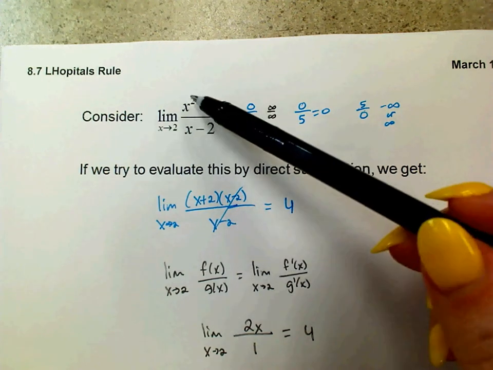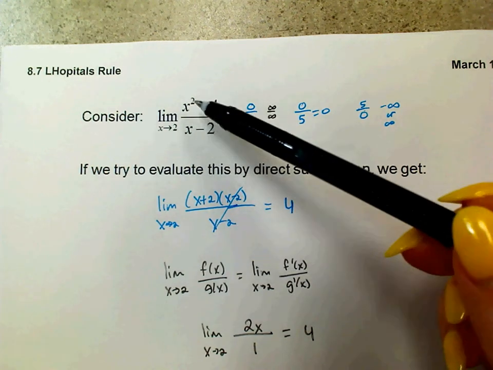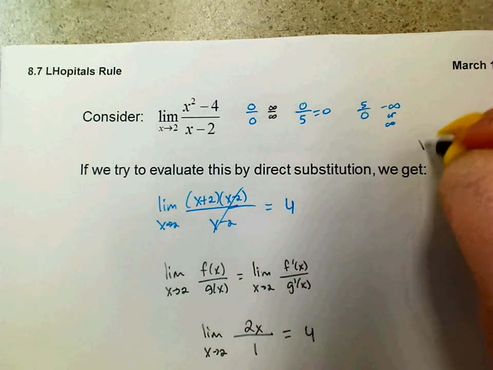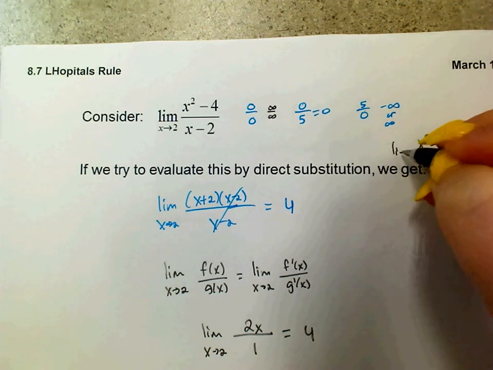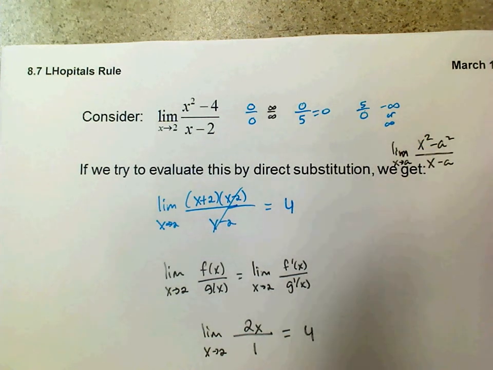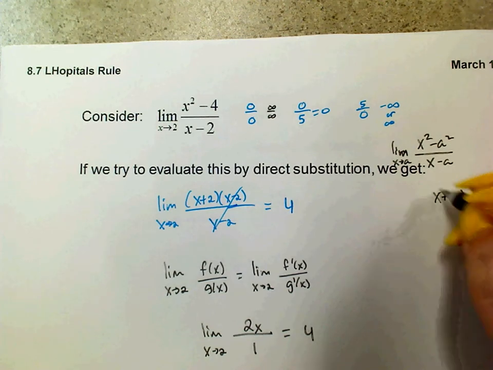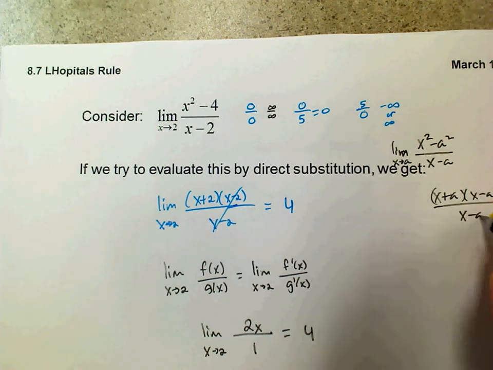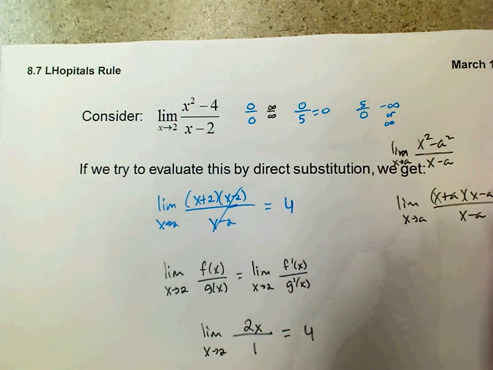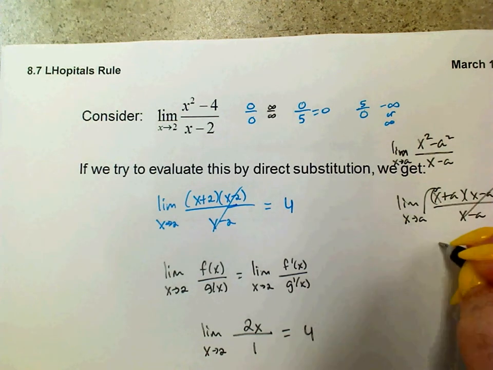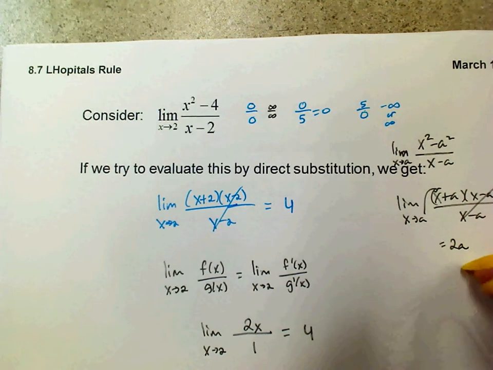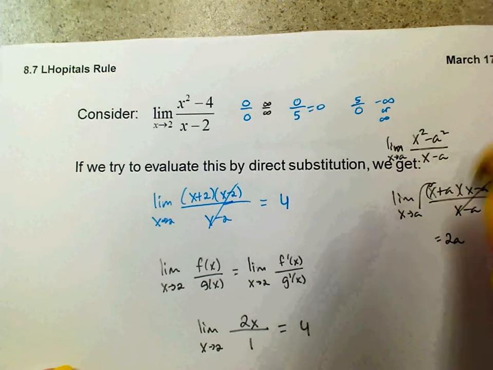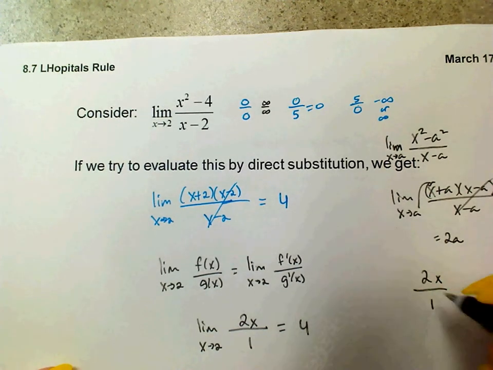A lot of times they like to use a's and b's instead of variables, so they might have x squared minus a squared over x minus a, and then that would be the limit as x approaches a. You can still work it out: x plus a times x minus a divided by x minus a, limit as x approaches a. Those go away, plug in a plus a is 2a. So you can still do that, but you can also use L'Hopital's. If I were to take the derivative of the numerator, I would get 2x, and the derivative of the denominator, I would get 1. We're taking the limit as x approaches a, and again, I get 2a.